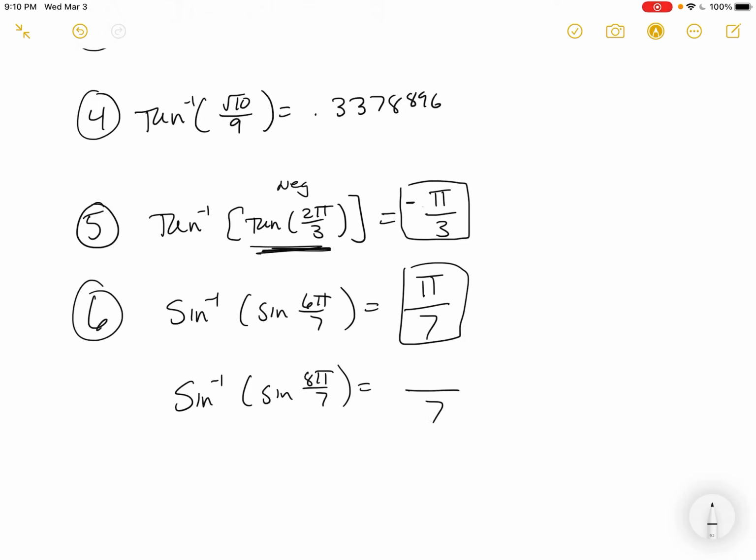And what's sine of 8 pi over 7? Well, 8 pi over 7 is just in quadrant number 3. Sine in quadrant 3 is negative. Sine inverse of a negative will spit me to that negative region right there.